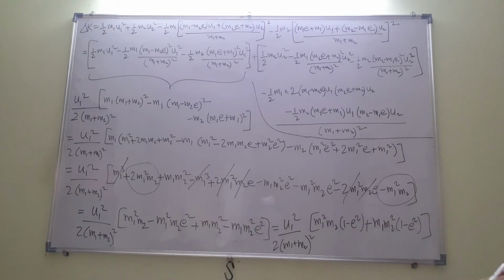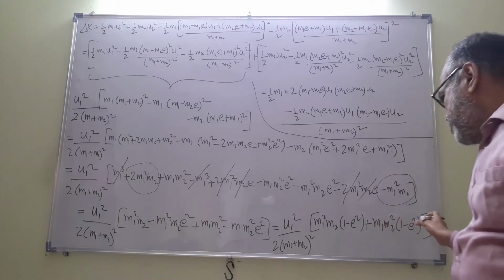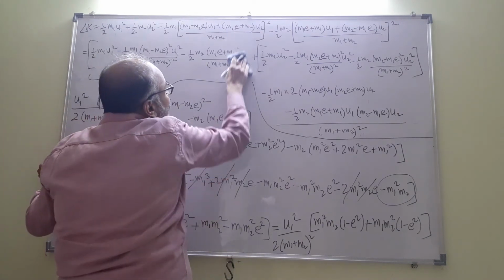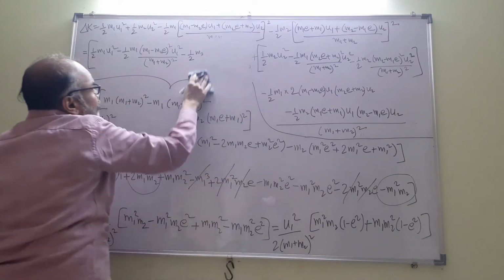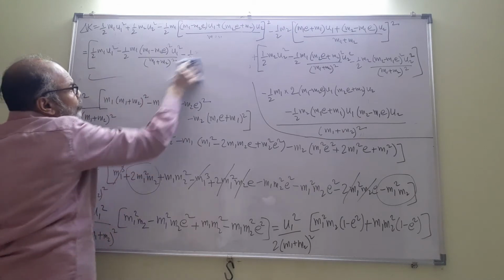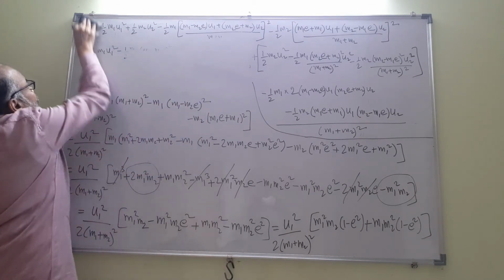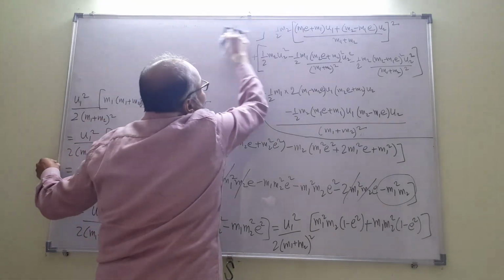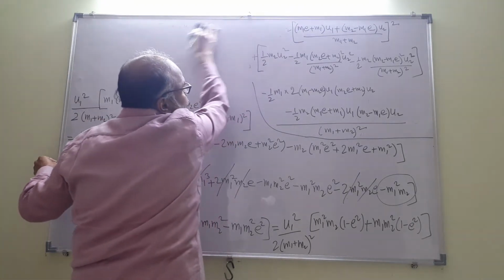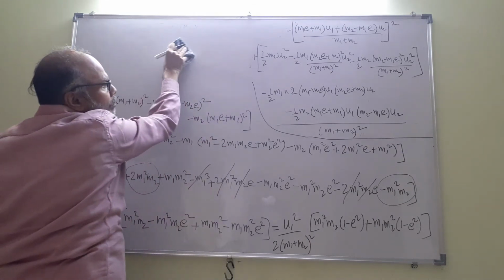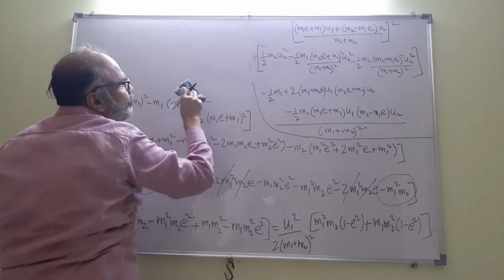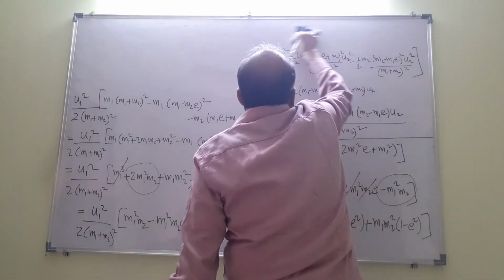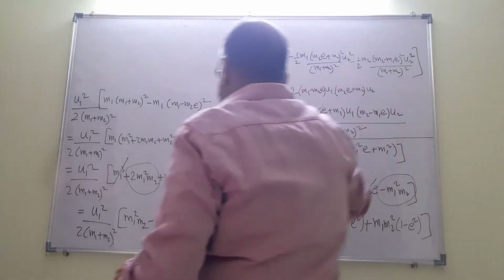So let's simplify this. If you simplify this, I am erasing the first term here. We already started simplifying it, so we don't need that. So I'll clear that. The second term is here. This we don't need. This is the second term.